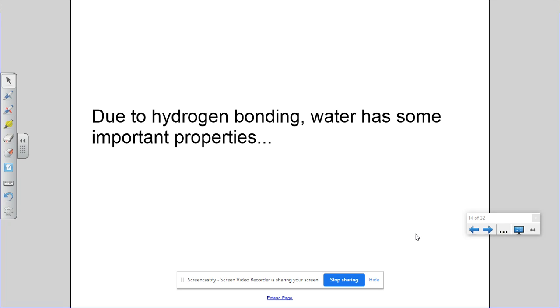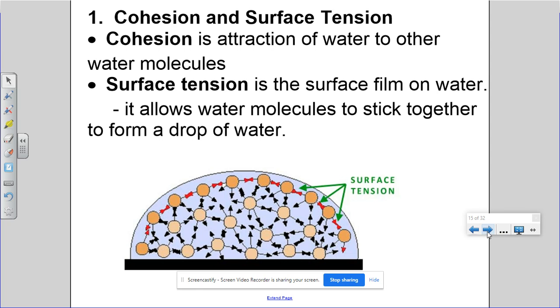Now let's look at some important properties that come from hydrogen bonding. The first property that we're going to look at is cohesion and surface tension.